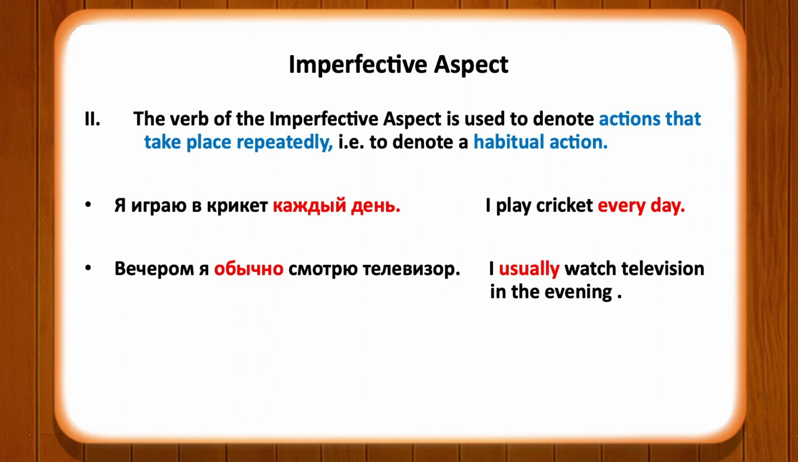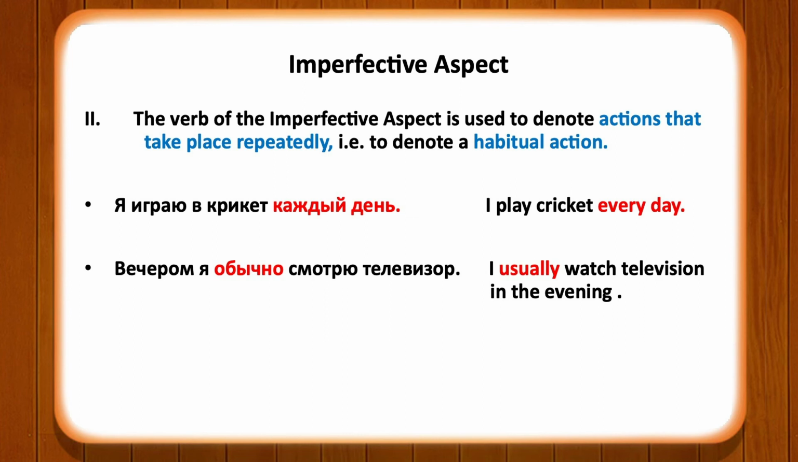The second condition where the verb of an imperfective aspect is used is to denote an action that takes place repeatedly. That is, to denote a habitual action. I'll repeat. The imperfective aspect verb can be used to denote an action that takes place repeatedly, that is, a habitual action. For example, я играю в cricket каждый день. Каждый день is every day. Я играю в cricket. I play cricket every day.